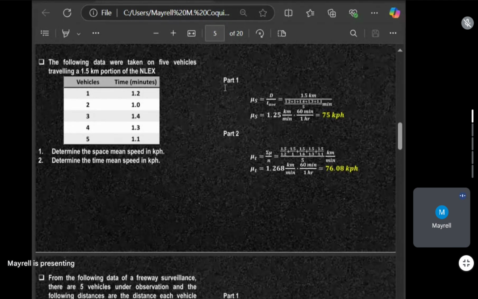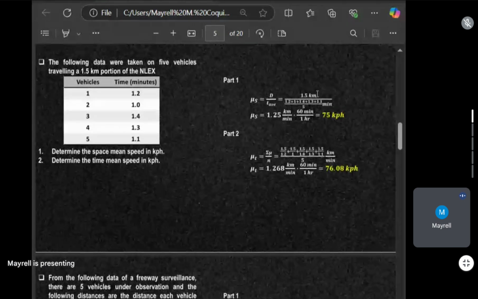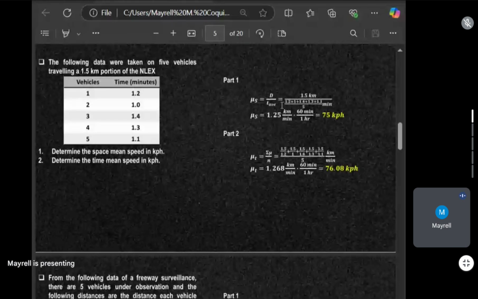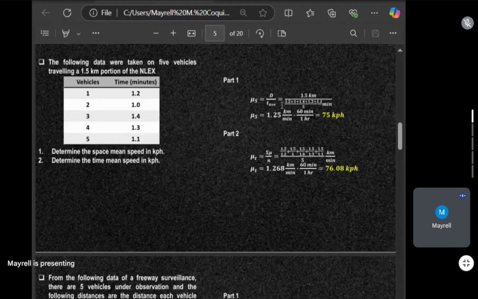So for part 1, for the space mean speed, that is equal to d over the average time. Okay, so the distance is 1.5 kilometers and the average time, average of those 5 vehicles, the time. So 1.2 plus 1 plus 1.4 plus 1.3 plus 1.1 over 5. So this is 1.25 kilometer per minute times 60 minutes over 1 hour, so it becomes 75 kilometer per hour.